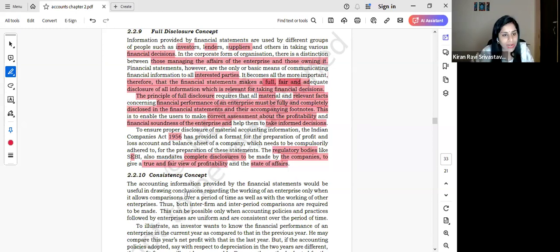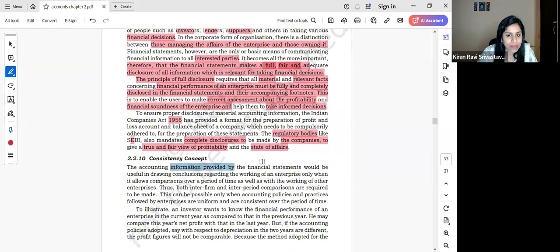You might not be able to understand these words now, but there are certain methods to be used for calculation of various items. Every year the company cannot change the method, because if it changes the method, the numbers also change. So let's read what it says. The accounting information provided by companies' financial statements would be useful in drawing conclusions regarding the working of an enterprise only when it allows comparisons over a period of time. So you can compare the current year's data with the previous year's data to know the difference in the performance of the company.